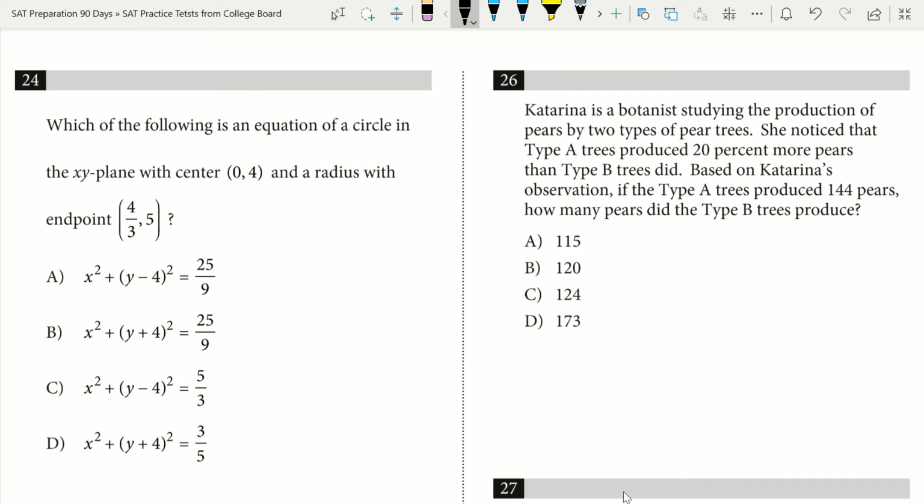Today is day 26 in our 90-day SAT prep series. So today we're going to be spending half an hour on the SAT math section and then doing half an hour with the SAT writing section.